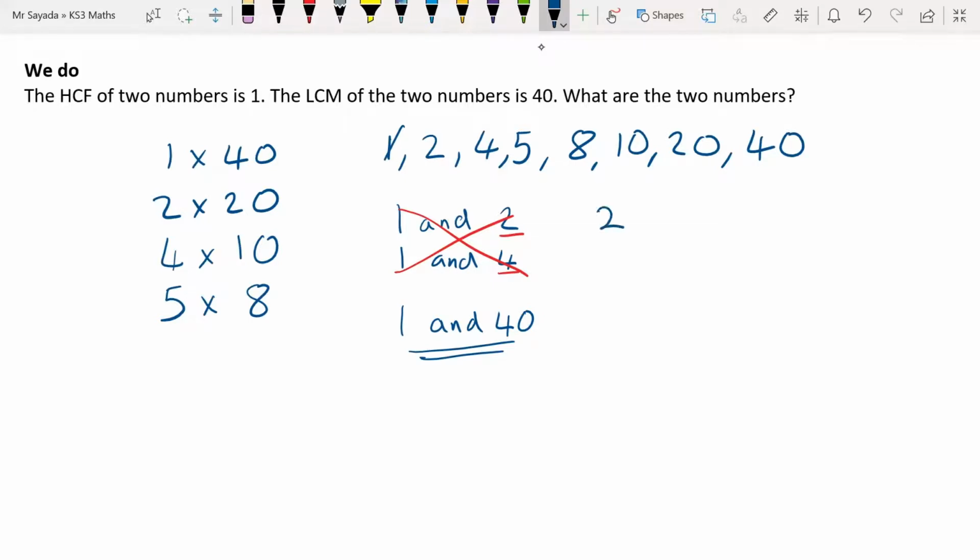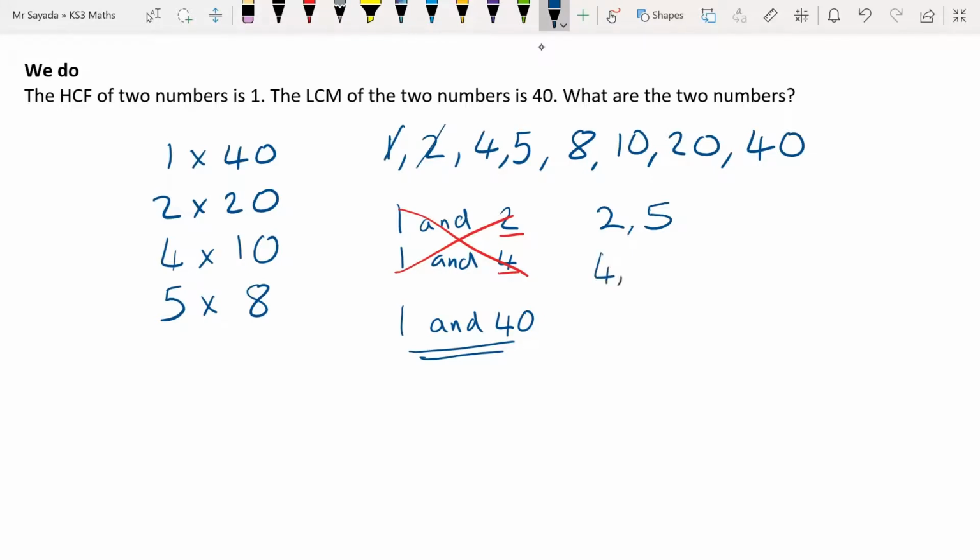So if I start with 2, so 2 shares the factor 2 with all the even numbers. So the only combination where they won't share a factor apart from 1 will be 2 and 5. So that's dealt with 2. Moving up to 4.